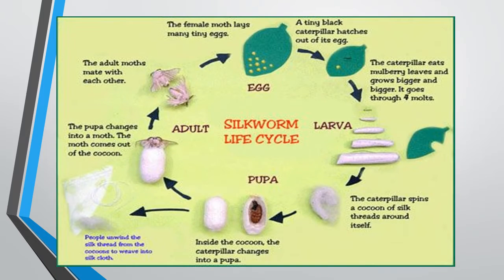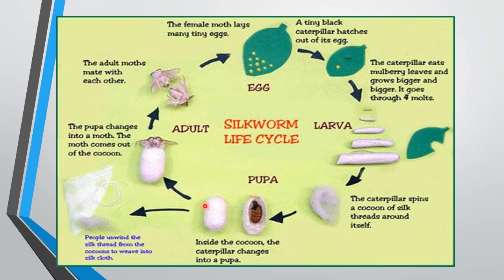So this is the flow chart of the life cycle of silkworm. You can see inside the cocoon, the caterpillar changes into pupa. At this stage we kill the silkworm and unwind the silk thread from the cocoon. Then we weave it into silk cloth. If not killed, the pupa changes into moth, and the moth comes out of the cocoon.